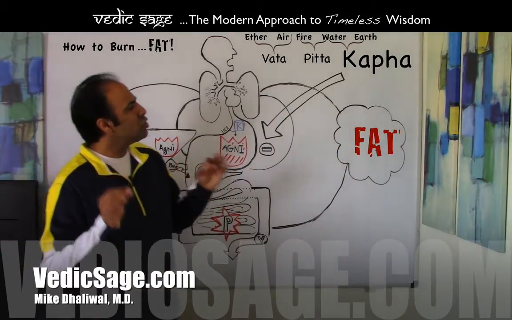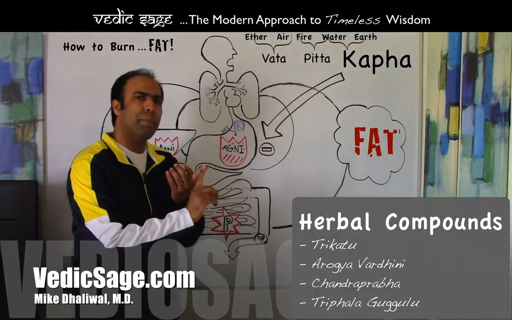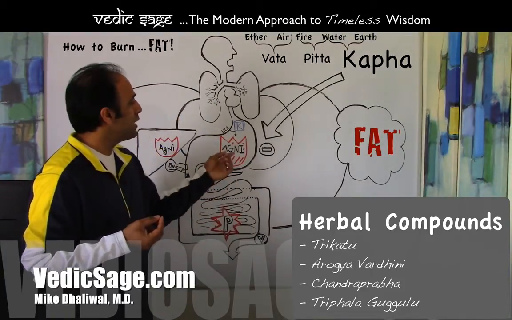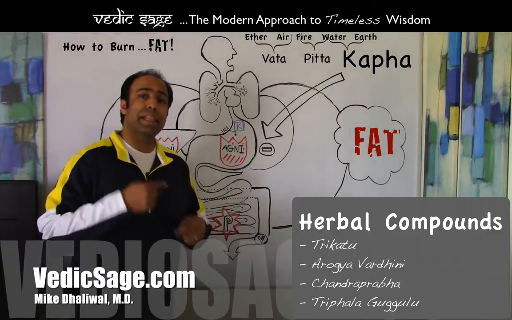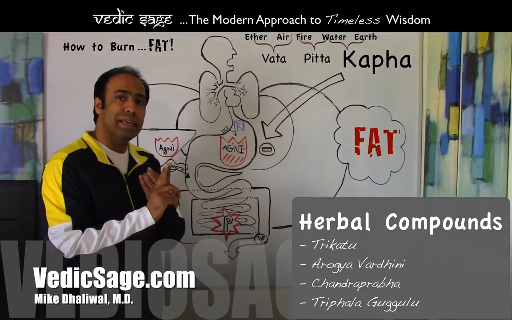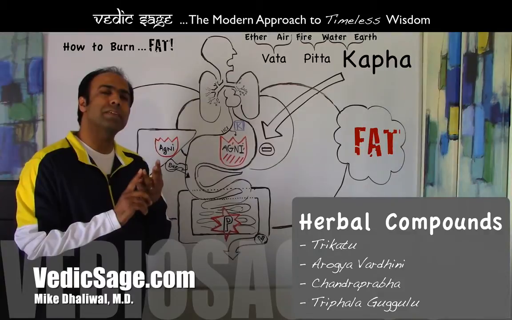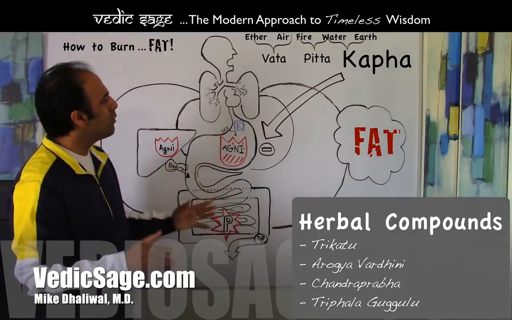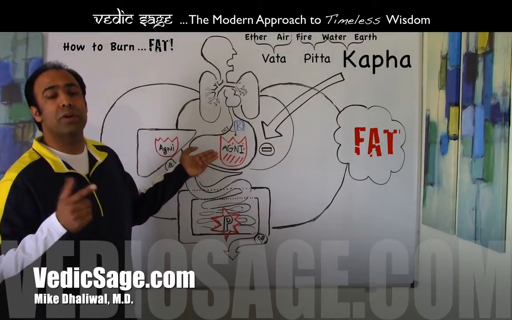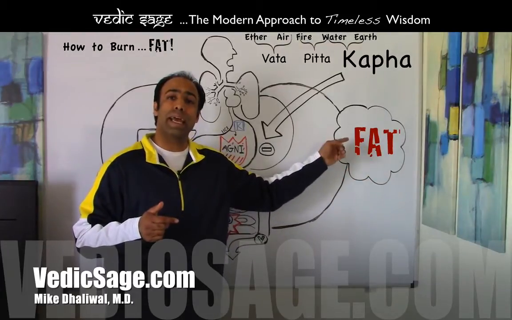In regards to herbal compounds, one can consider trikatu, which is the combination of black pepper, pipali, and dried ginger. This will help to improve that digestive capacity of agni and therefore stimulate metabolism. Other herbal compounds to take into consideration are Arogya Vardhini, Chandra Prabha, and even consider Triphala Guglu. These herbal compounds will help to stimulate the liver function, increase the digestive fire known as agni, as well as help scrape away this excessive fatty tissue in the adipose tissue.